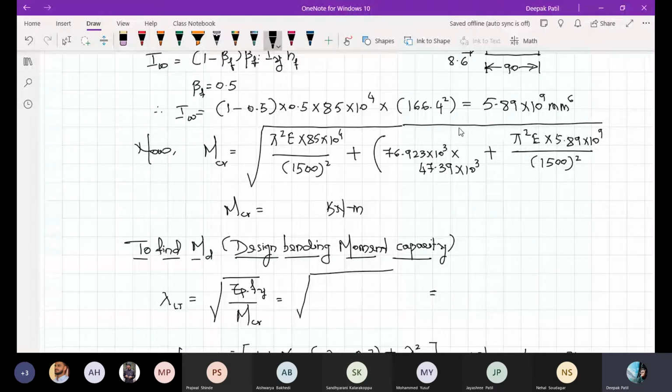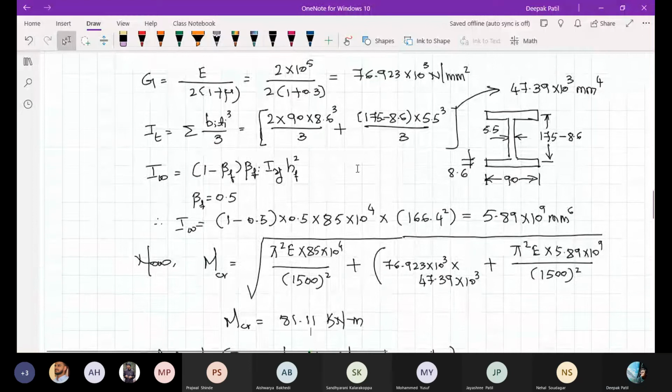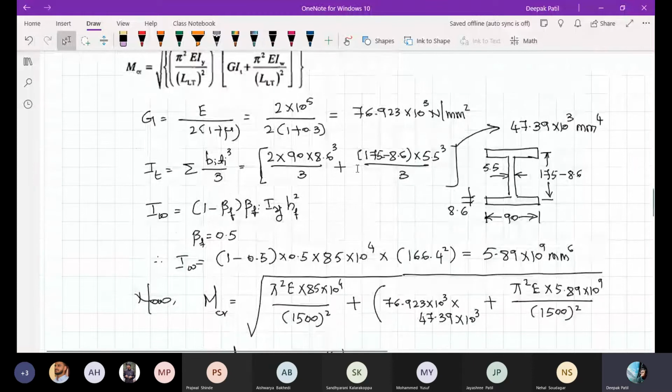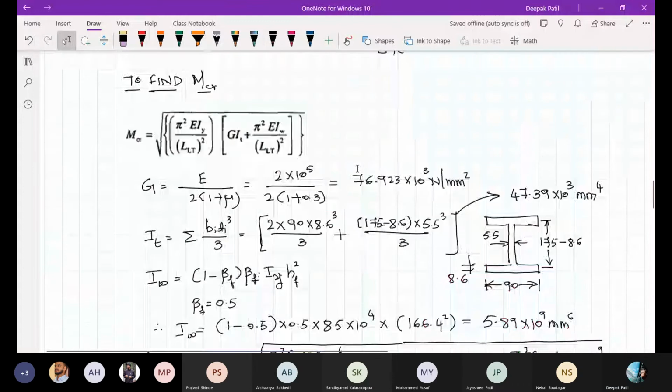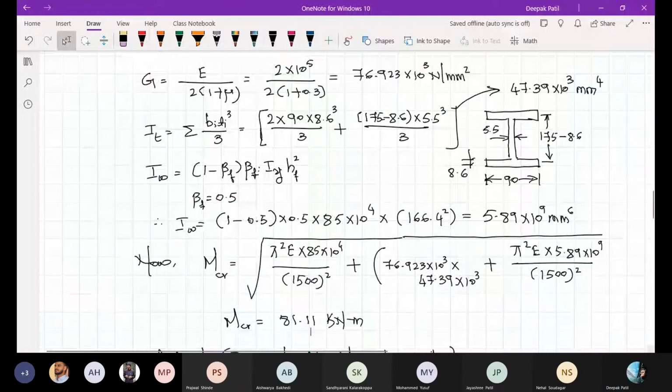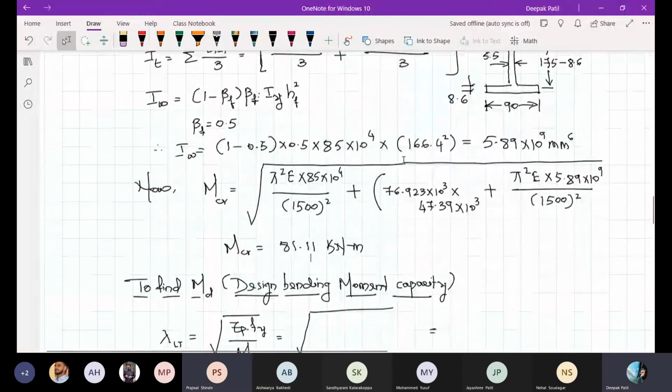So from this, I will get the elastic critical moment to be 81.11 kilonewton meter. Is it clear, students? Any doubts till now? Any doubts you have? Am I audible, right? Yes, sir. Any doubts you have? No, sir. Okay, right.